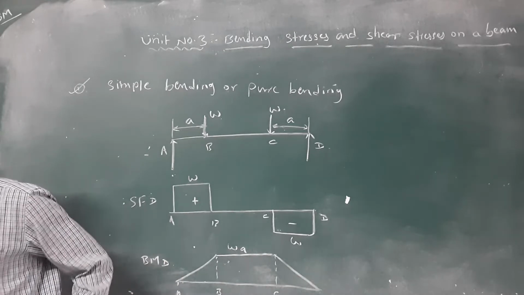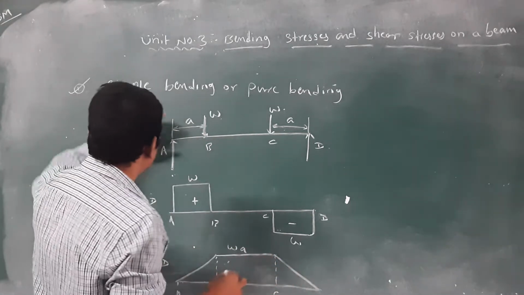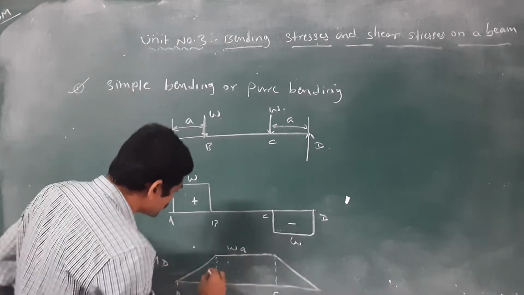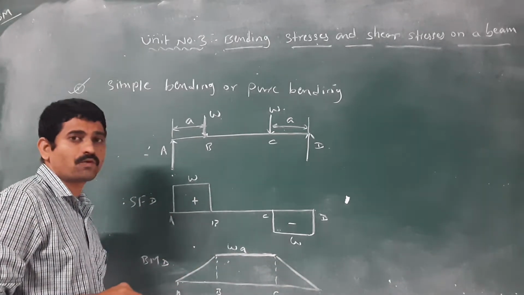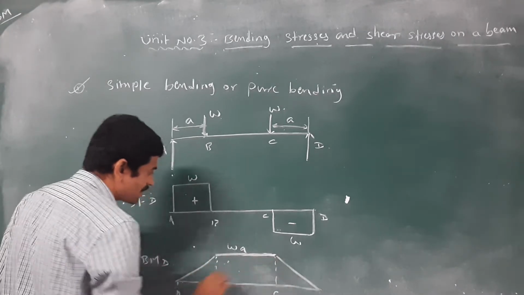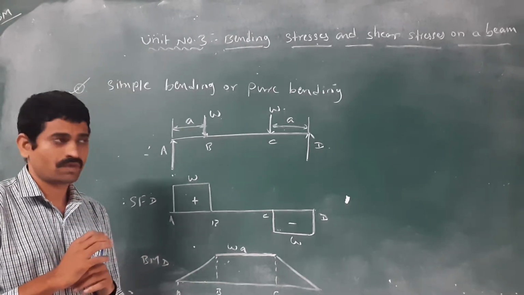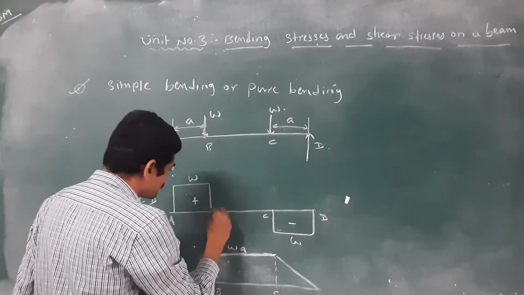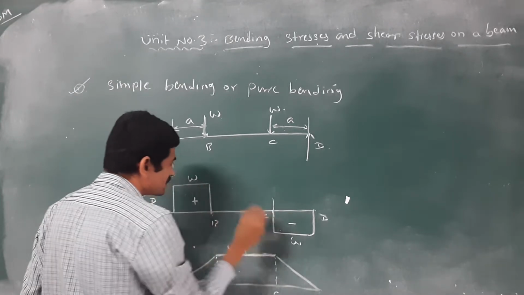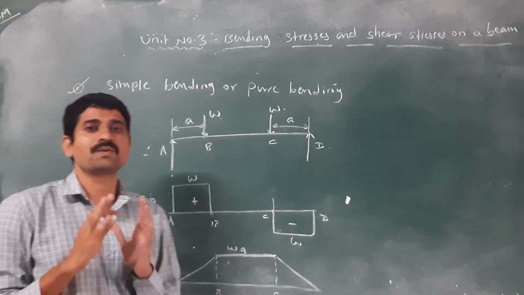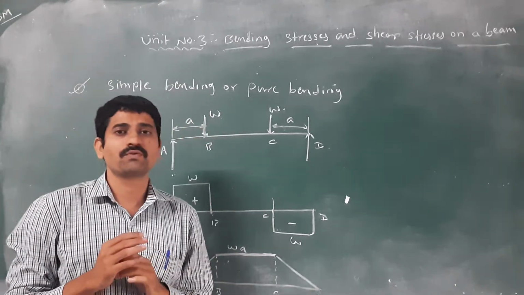Then what is meant by simple bending or pure bending? When the beam is subjected to a constant bending moment, this value will not change in the bending moment, and the shear force is 0, or we can say the shear stress is 0. Check that in the SFD. In between B and C, the shear force is 0. That portion of the beam is called simple bending or pure bending.